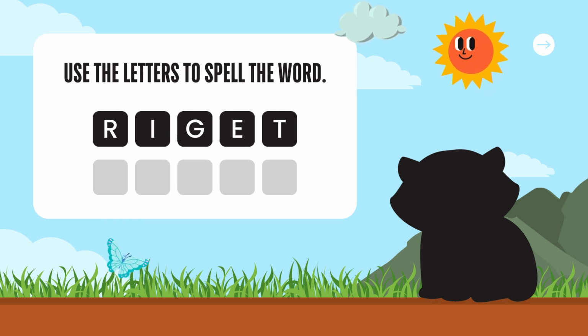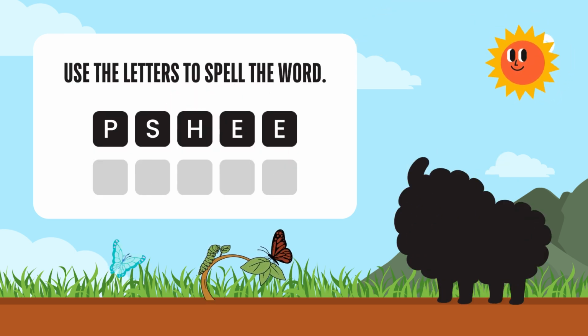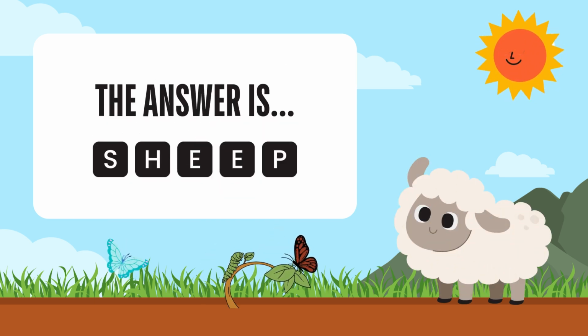Use the letters to spell the word. The answer is tiger. Use the letters to spell the word. The answer is sheep.